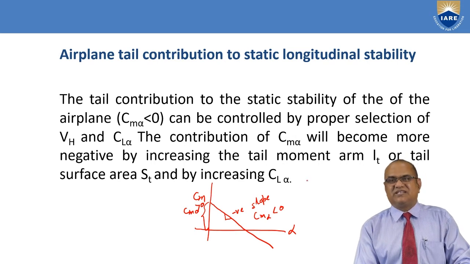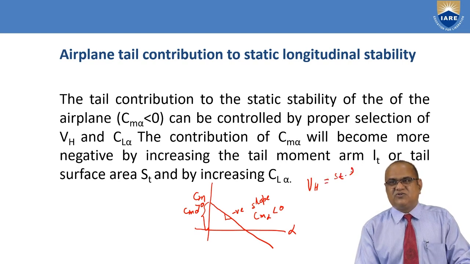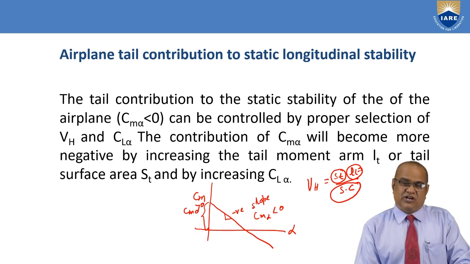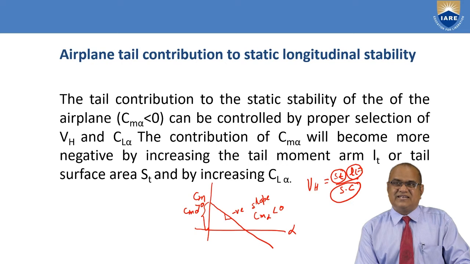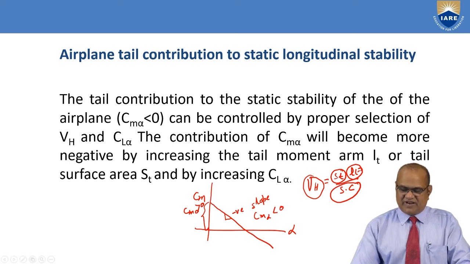And just now we have seen that the horizontal tail volume ratio VH is ST into LT by S into C. So this ST and LT are very important. Either we increase ST or we increase LT, but we keep the wing constant. As we increase this numerator, the VH volume ratio will increase and the stability also will increase. So this is a very important parameter.